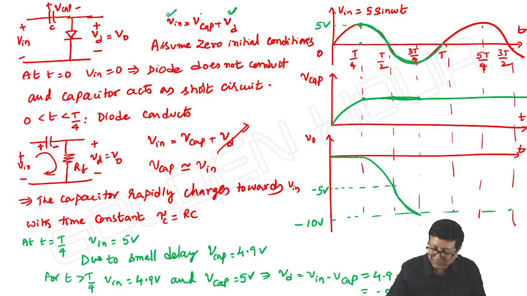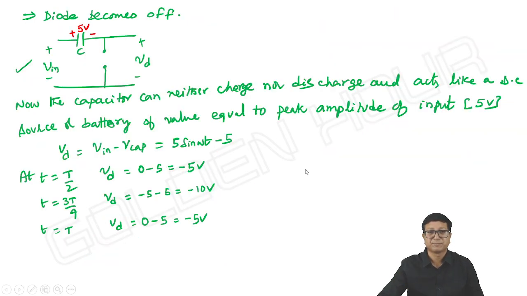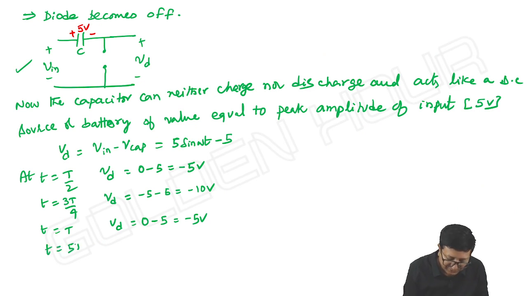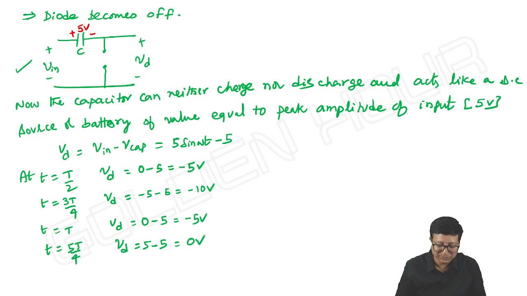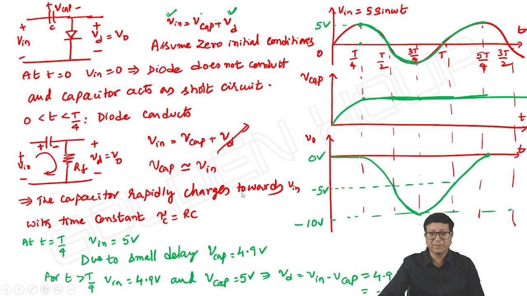Input here is rising by 5, V capacitor is constant, and the output will rise by 5. It reaches minus 5. Further, at 5T by 4, input is rising by another 5, V capacitor is constant, so this will also rise by 5 volt. So to what level will it rise? It will rise up to 0 volts. At t is equal to 5T by 4, VD is equal to input plus 5 and V capacitor is minus 5, so it is 0 volts. Okay, output is reaching a maximum of 0.